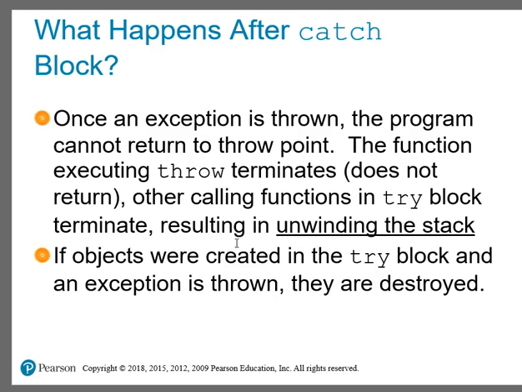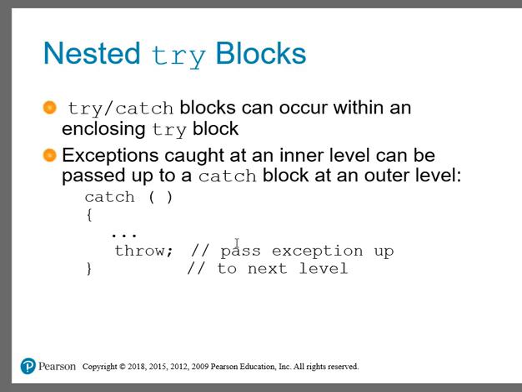After the catch block, once an exception is thrown, the program cannot return to the throw point. The function executing the throw terminates. It does not return, and other functions in the try-catch block terminate. So it's called unwinding the stack. If objects were created in the try block and the exception is thrown, then they are destroyed. That's when the destructor would be executed.